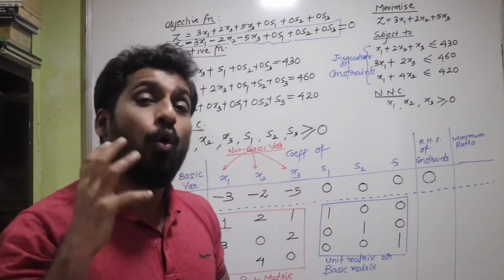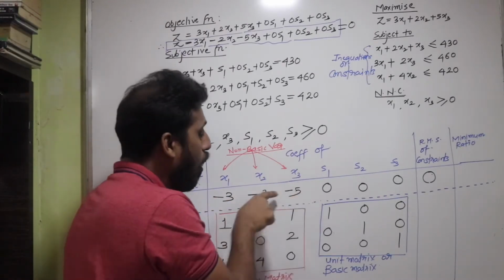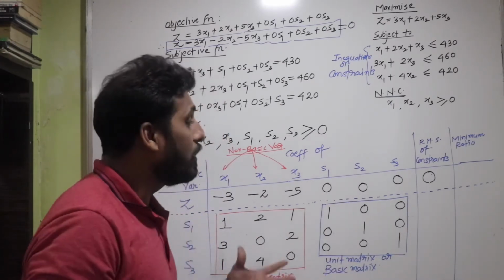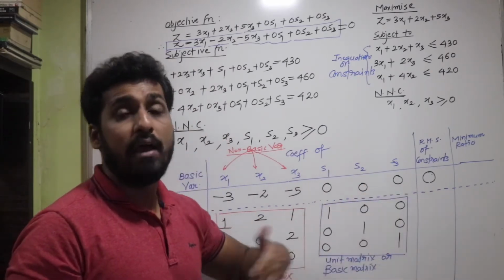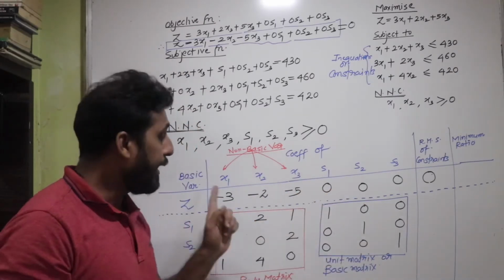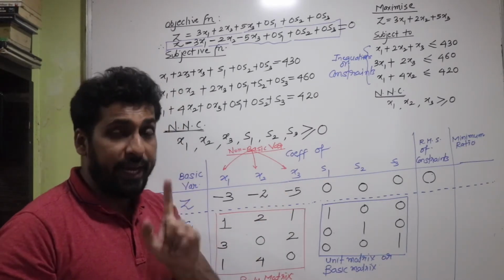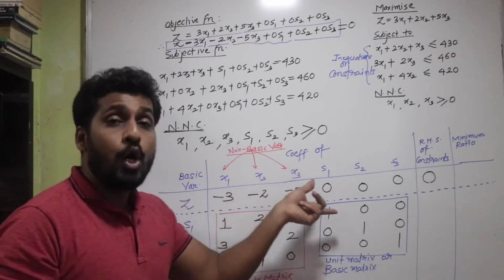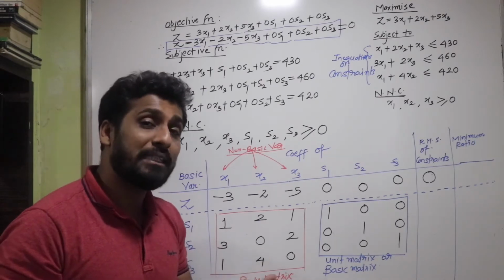I don't know. Who is going to tell me? It is being told by the row of z. The row of z will tell me whether I have reached the optimum solution or not. Have I got the maximum value or not? Have I got the minimum value or not? It is told by this row. If there is at least one negative number present in the row of z, you have not reached the maximum value.